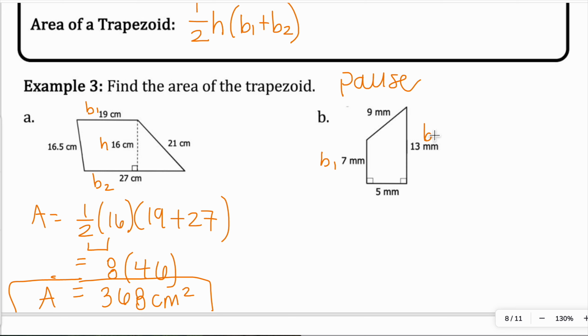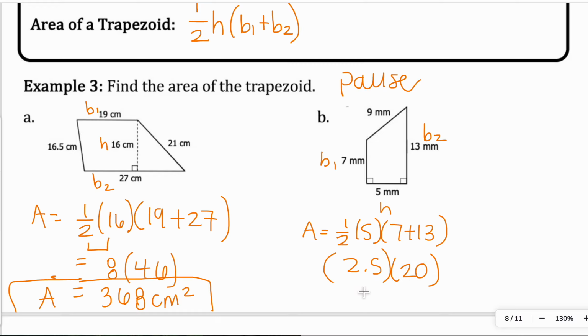B could have been tricky if you weren't paying attention to your parallel bases. Base 1 and base 2 need to be 7 and 13, and your height needs to be 5. So area can be found by taking 1/2 of 5 times the sum of 7 and 13. 1/2 of 5 is 2.5. The sum of 7 and 13 is 20. So 20 times 2.5 is 50 square millimeters, excuse me. There we go.